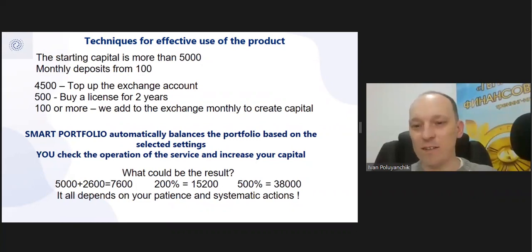Someone puts it down: market growth. The deposit amount. Binance, market growth, situation in the market, deposit amount. Yes, you are right, but only in part.